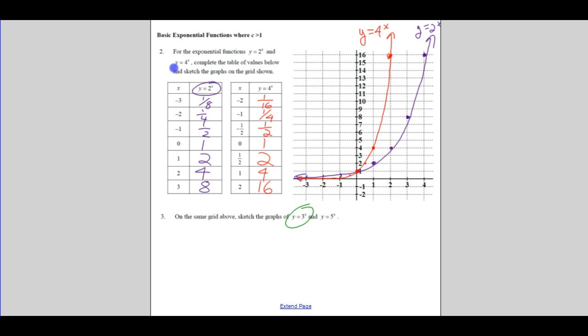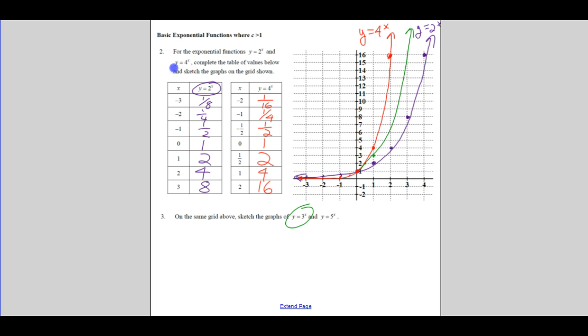Yeah, we'll do 3 to the x in green. Where would I draw the green line over here? Would it be above the red, between the red and the purple, or below the? Between, right? 'Cause we got 2 and 4. So we know that at 1 you're going to get 3. So 3 to the x is in between.